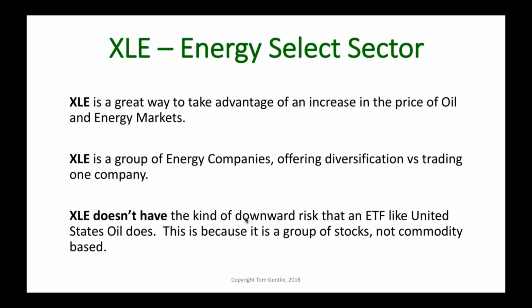And here's the big point too. XLE doesn't have the kind of downward risk that an ETF like United States Oil, or USO, does. The reason is that XLE is a group of stocks where USO is commodities. It's mostly oil, with a little gas and distillates mixed in there. But the one thing about USO that hurts in the long run is that the managers of USO, not only do they get their management fee, but they're also constantly buying short-term oil futures contracts, which have premiums in them. And those premiums drop as futures become cash. Think of it like a carrying charge, a cost to store and ship oil. That carry charge drops as you get closer and closer to the cash price. Basically, it weighs down that particular ETF, where XLE doesn't have that kind of downward risk.